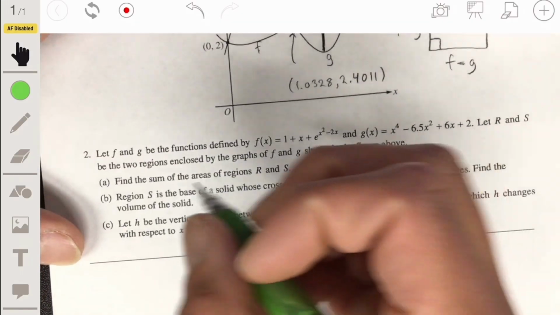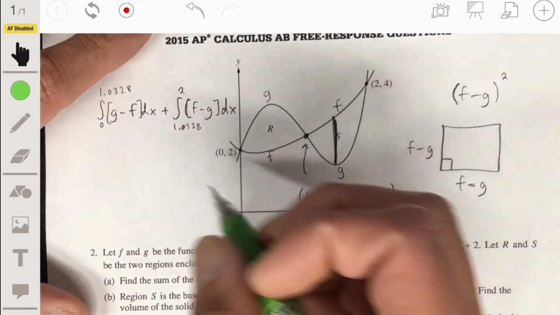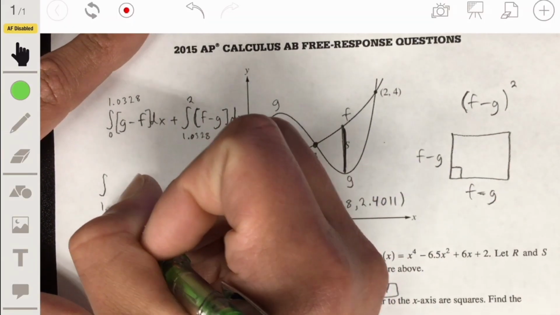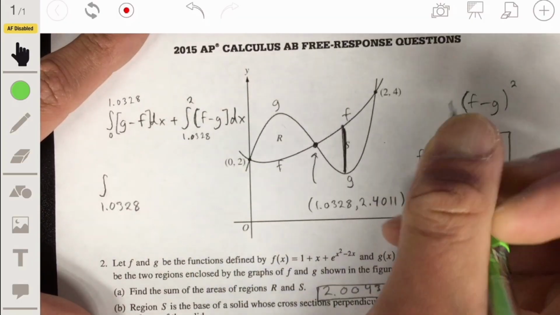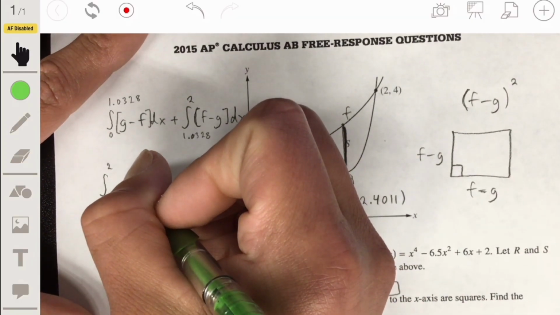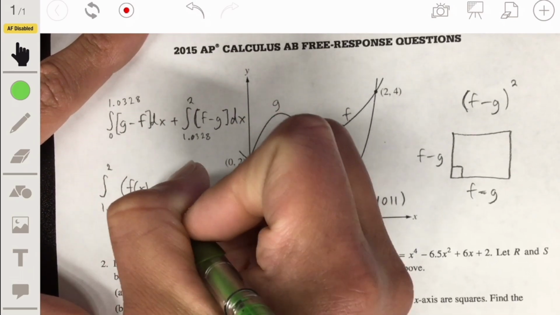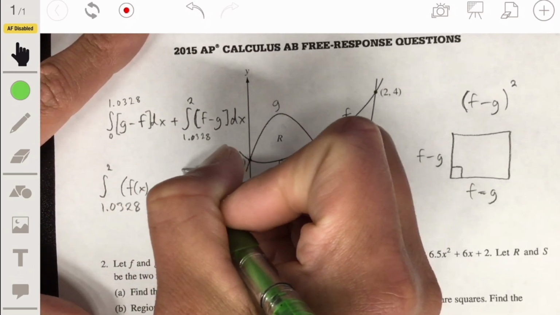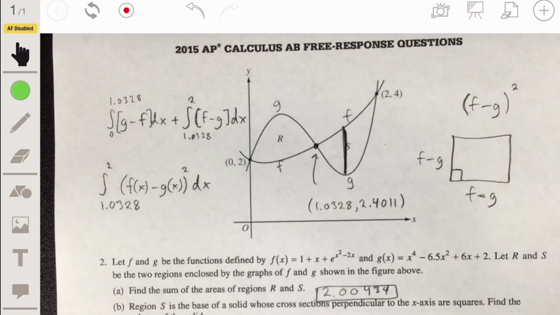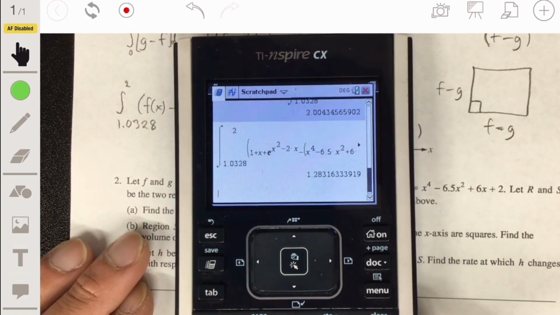So your integral is going to be, I'm just going to put it over here again, so you can see the whole thing. It'll be from 1.0328 to 2, where you got f of x minus g of x, squared, dx. So let's run that in the calculator. Okay, if you did that correctly, you'll get about 1.28.